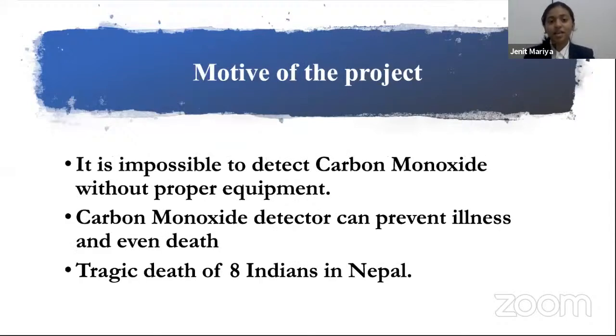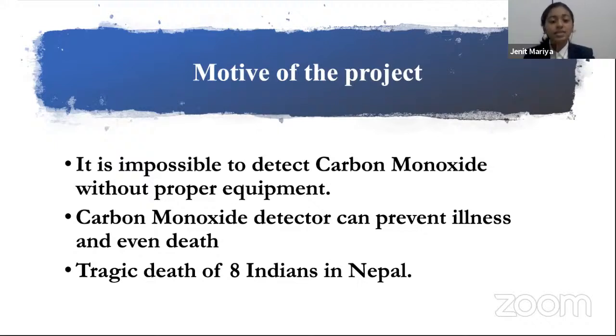Next, here is the motive of the project. I'll tell you three reasons. The first one is it is impossible to detect carbon monoxide without proper equipment. As I've already stated, it is totally tasteless, odorless, and colorless. It can't be detected by our human senses, so we need proper equipment for that.